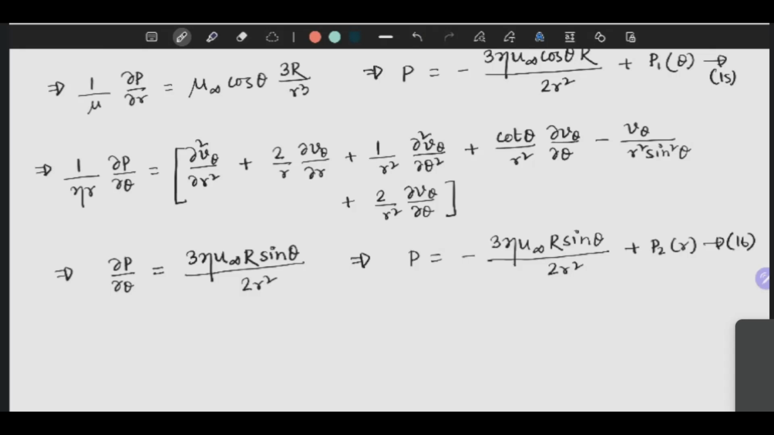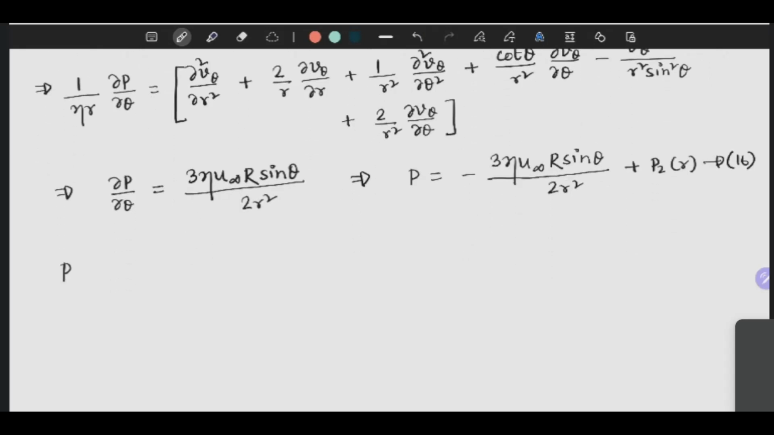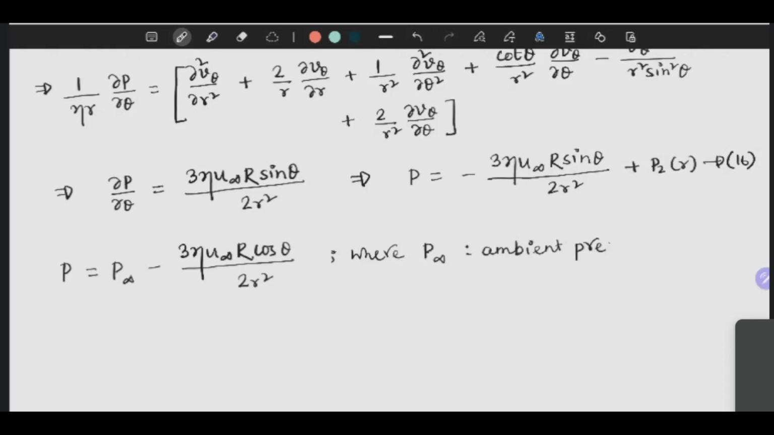So from here, comparing these two equations, P is P infinity minus 3 eta u infinity r cos theta by 2r square, where P infinity is the ambient pressure. Okay. So this is the ambient pressure.